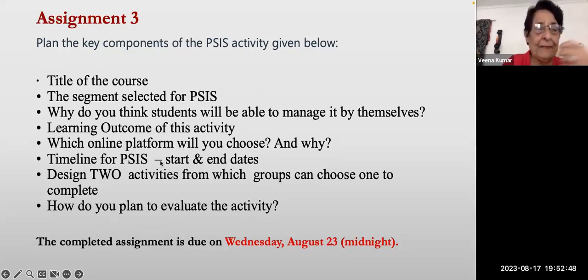Start and end dates. 2 activities that you will design. 2 activities from that chunk, that segment that you have decided. I asked for 2 activities because I want you to think in a broader perspective. And how will you evaluate? This will be August 23rd. Okay.